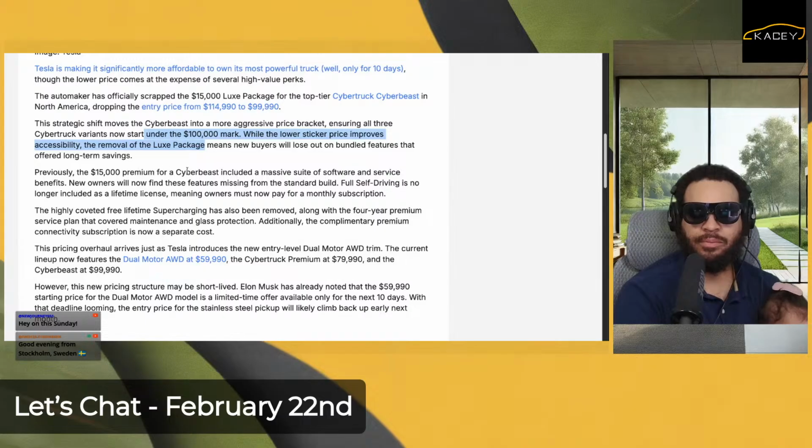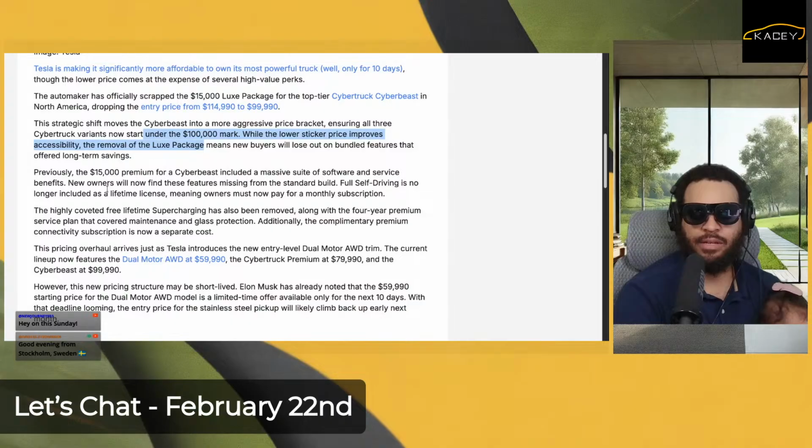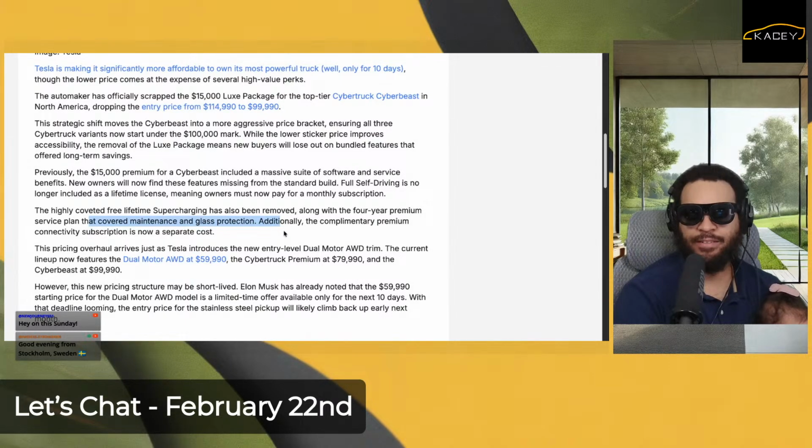Lower sticker price improves accessibility. Removing the Lux package means they lose out on bundle features. You don't get Full Self-Driving anymore as a lifetime license. You must pay for a monthly subscription. You no longer get free supercharging for life, or the 4-year premium service plan, or the glass and maintenance protection. That's super annoying because it did cost more, but if you drive all the time like me, you actually could get value out of it. Additionally, the complimentary premium connectivity subscription is now a separate cost. Yeah. Do you think you're a cable company?